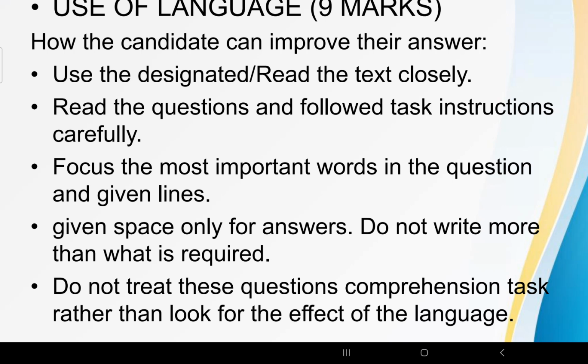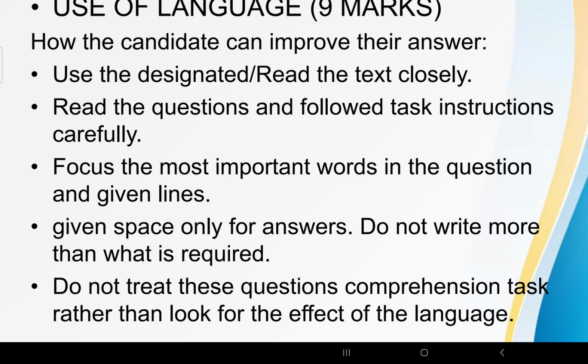So we are talking about text A. You have to read the text closely, understand it, then read the questions. In the use of language task we have 5 questions, A to E, and they just check your understanding of the writer's effect. The second thing is to read the questions and follow task instructions carefully.